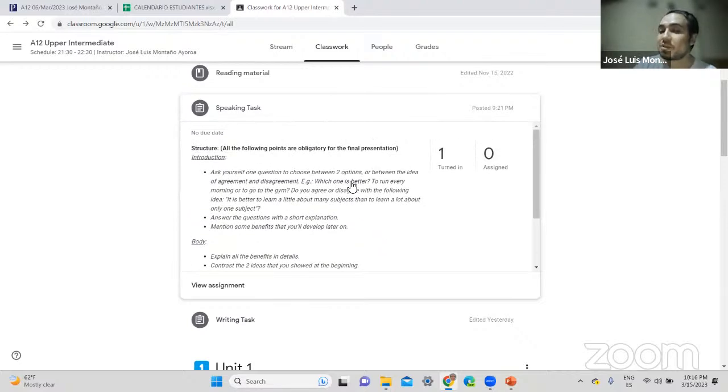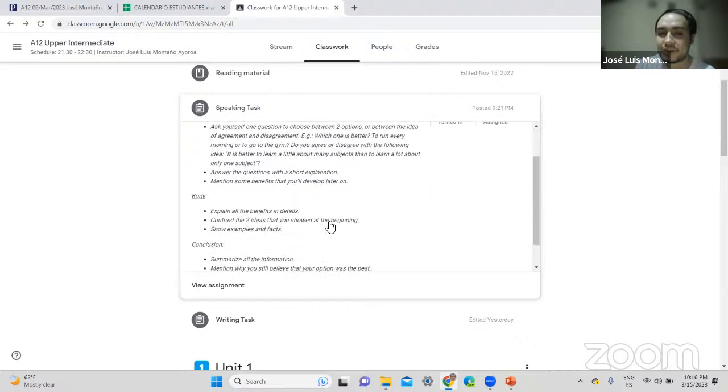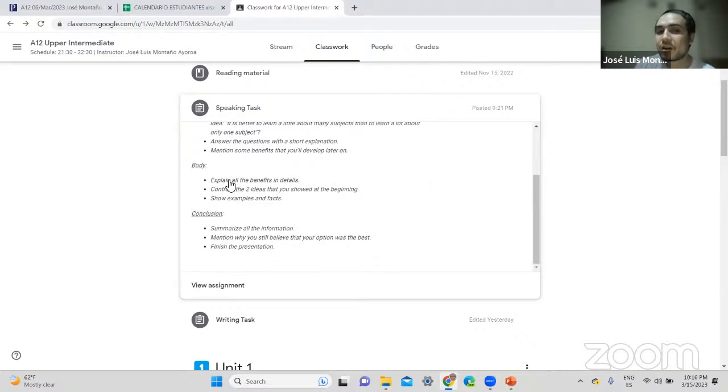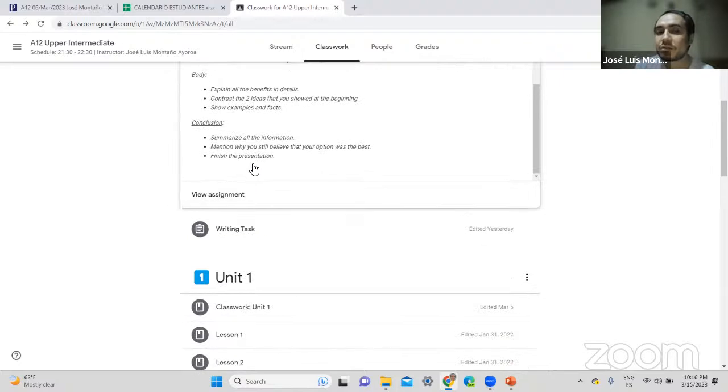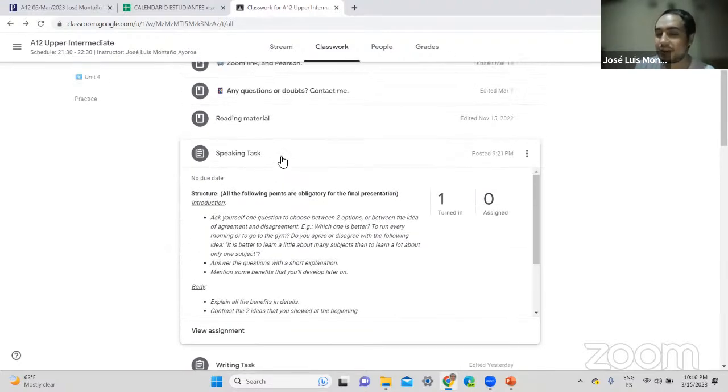So let's remember, you need three parts in your presentation. You need an introduction with a question that shows two options. You have to pick one of those options and you have to give a short explanation why you want that option, and shortly you have to develop the benefits, right? Then you have the body. You have to explain the benefits or why that option is the best. You have to contrast the ideas that you had at the beginning, and you have to show examples and facts, right? And finally, the conclusion is just to summarize the information, to mention why you still believe that your option is the best, and to finish the presentation. But that's it in general.